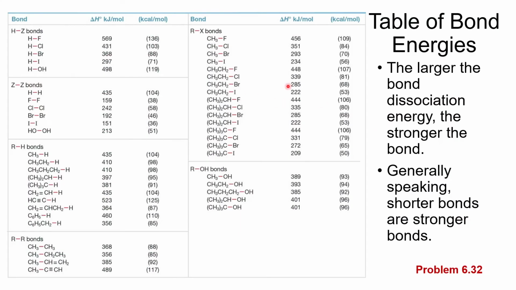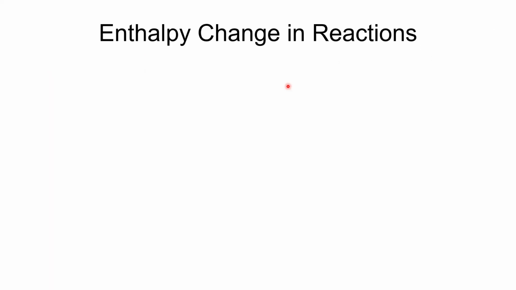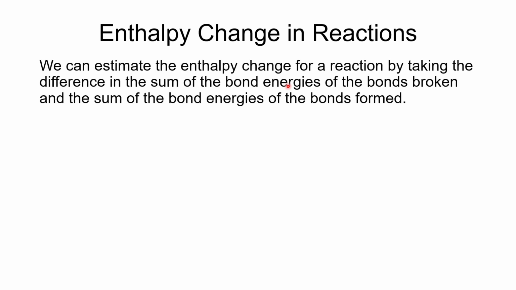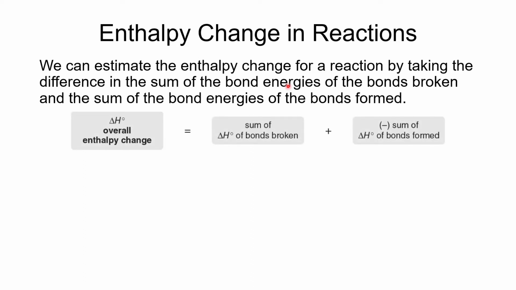Now we want to look at how we use these numbers. We can use these numbers to estimate the enthalpy change in a reaction. It is just an estimate, and I'll talk about why it is just an estimate in a little bit. If we take the sum of all the bonds that are broken and subtract away the sum of all the bonds that are formed, we will get an estimate of the overall enthalpy change.